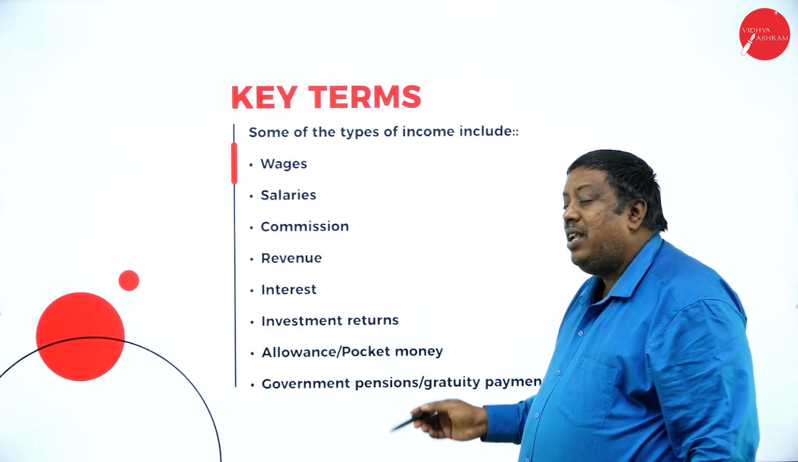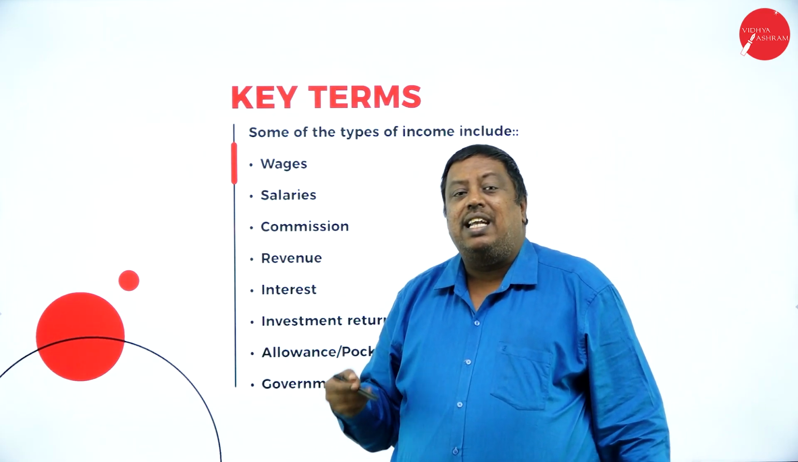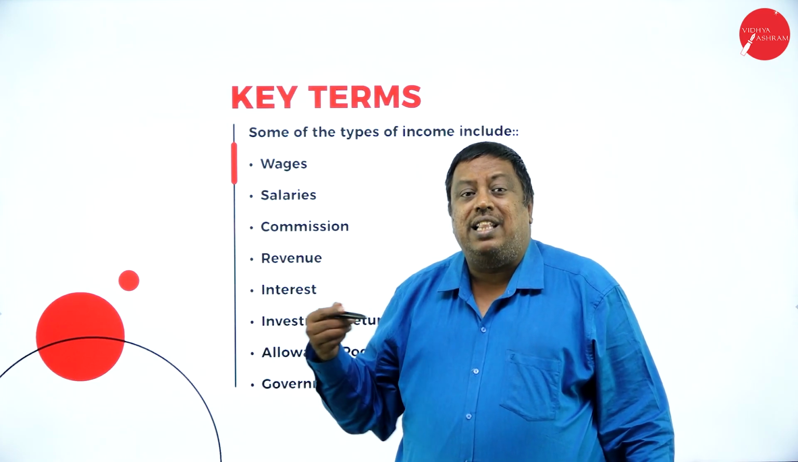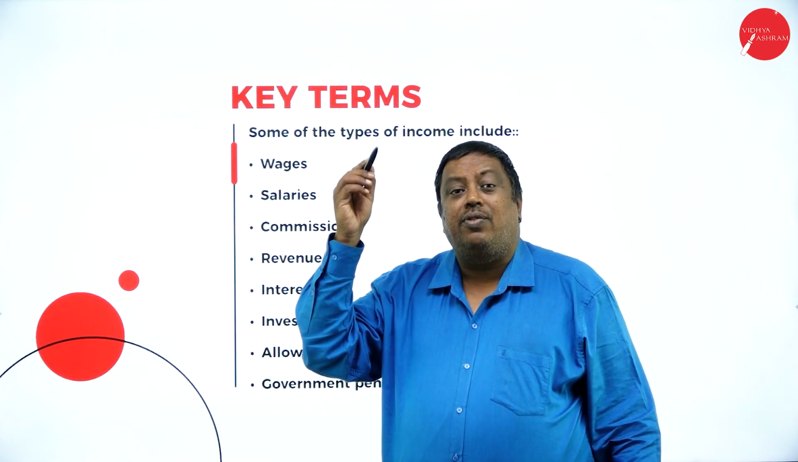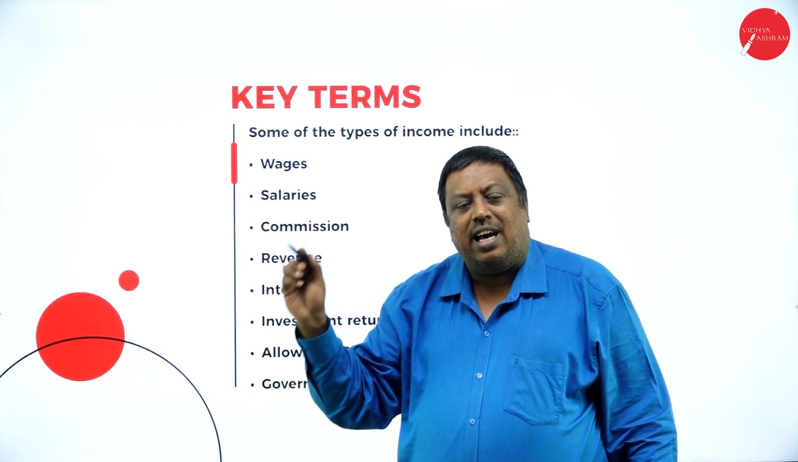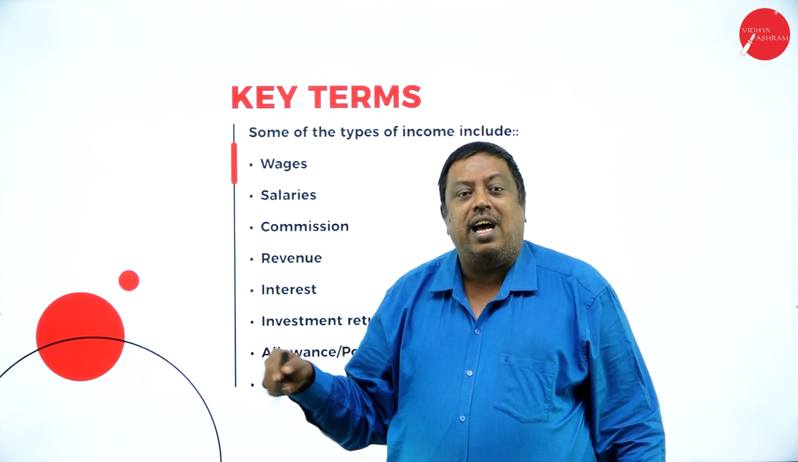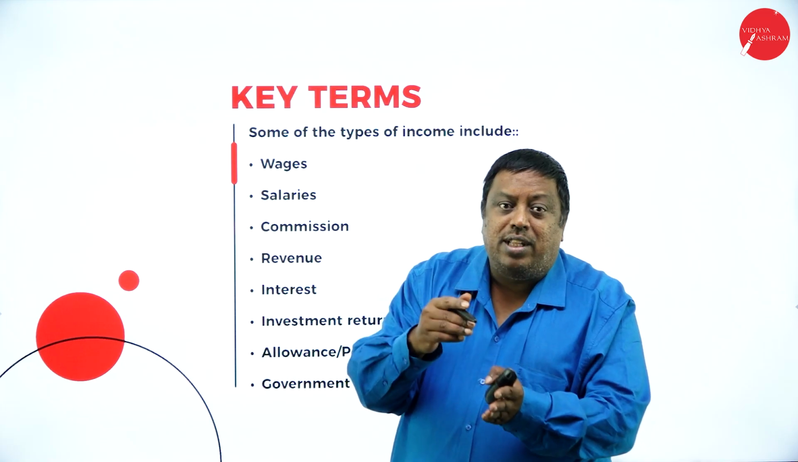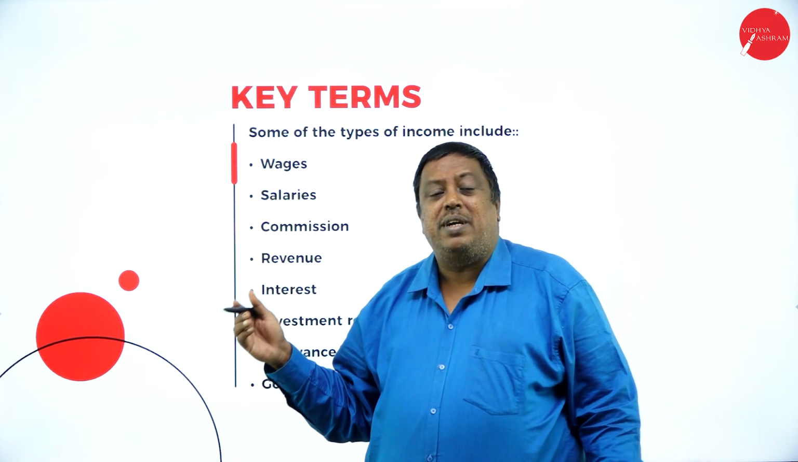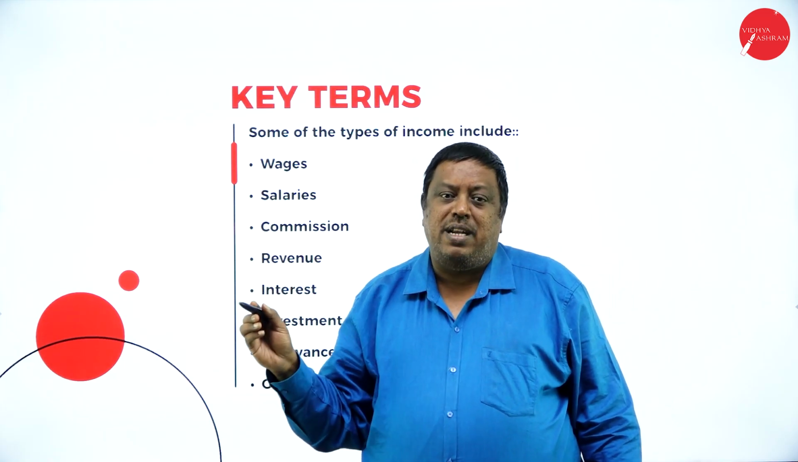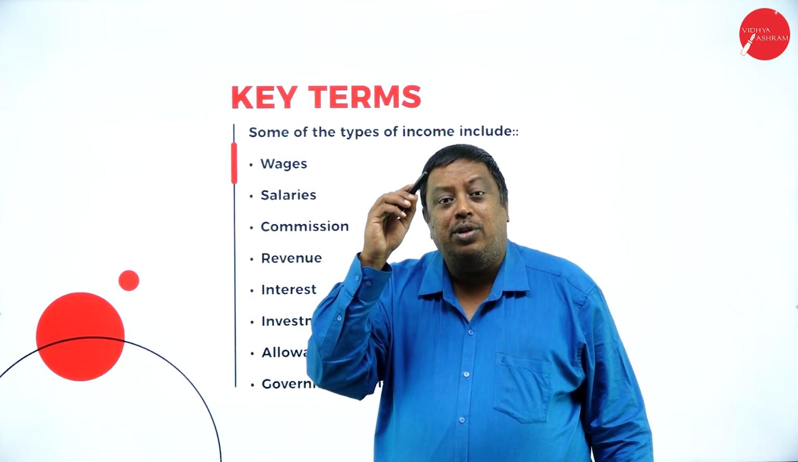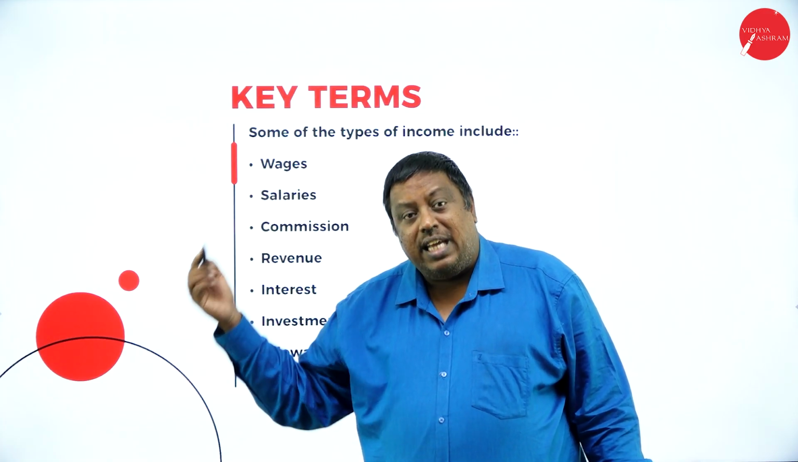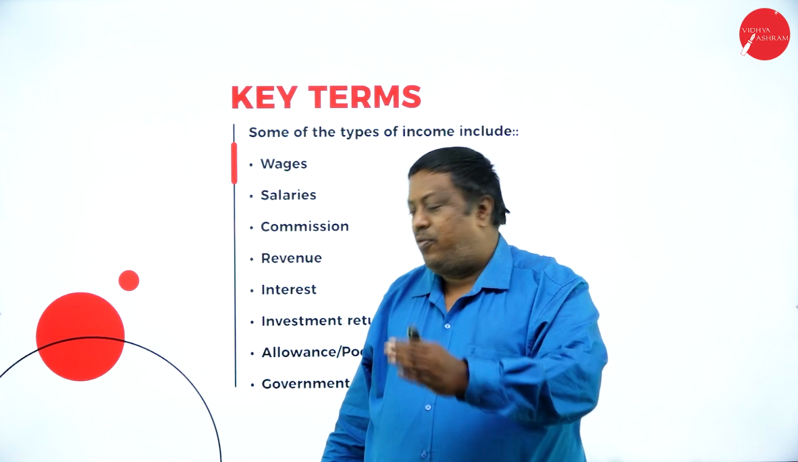Allowances or pocket money: for example, when your dad gives you money for monthly expenditure, we call it pocket money. The pocket money you received is an amount of income. The other name for that is allowances. Allowances means you have received a certain amount for monthly expenditure. Whatever amount you received for the purpose of expenditure is an income for you.